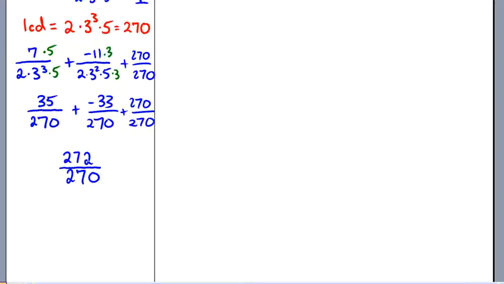Now, you can tidy that up a little bit. You could say, look, the top and the bottom both have a factor of 2 that could be extracted. So if we divide top and bottom by 2, that's fair. And we can say, here's an answer, 136 all on top of 135. Great, well, that's middle school.